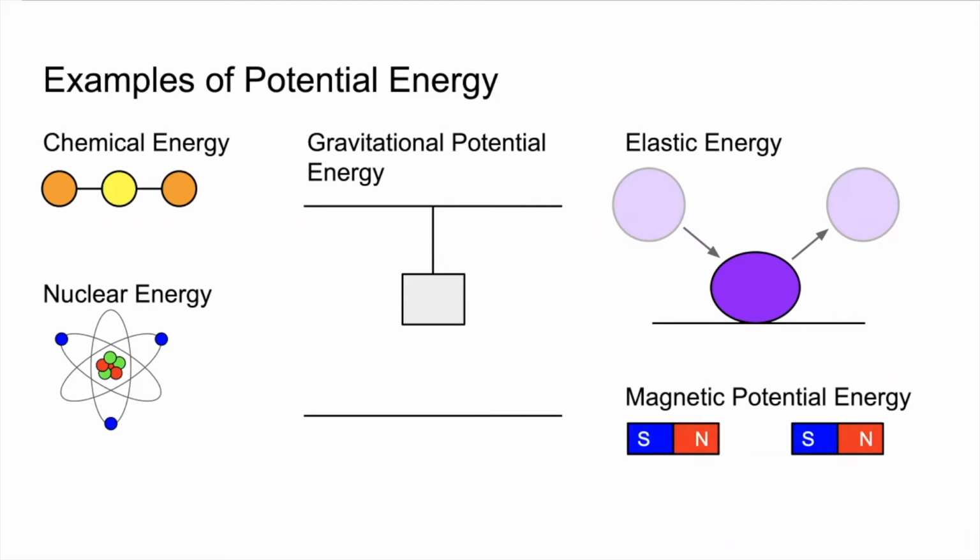Then there's magnetic potential energy. You know that magnets attract or repel each other. When two magnets are placed close to each other, they might start moving. So magnetic potential energy is the energy that makes magnets want to move when they are placed close to each other.